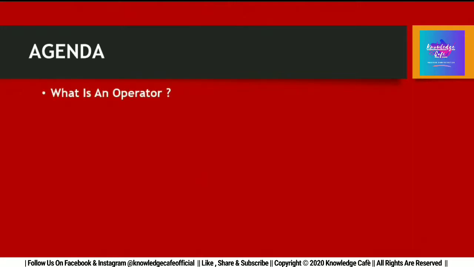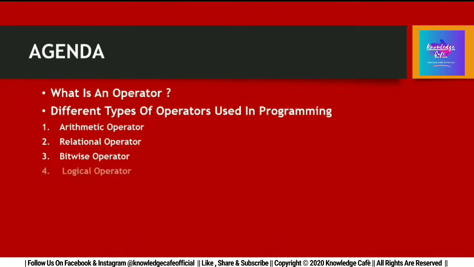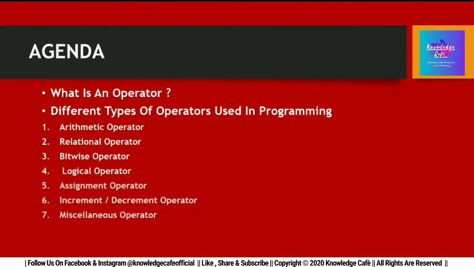So what was today's agenda? Let's see. First, what is an operator? Second, different types of operators used in programming, like arithmetic operator, relational operator, bitwise operator, logical operator, assignment operator, increment decrement operator, and lastly miscellaneous operators. And lastly, we discuss operators, their precedence and associativity.